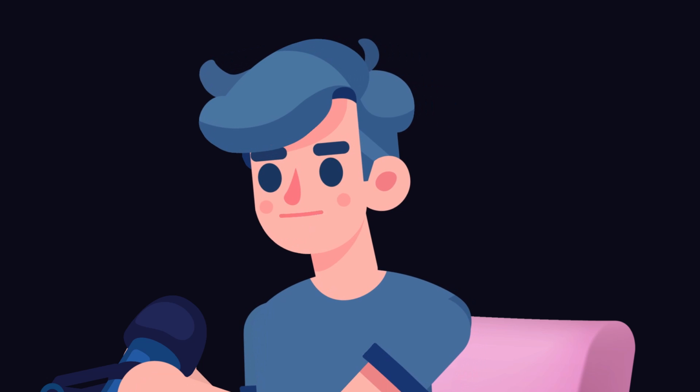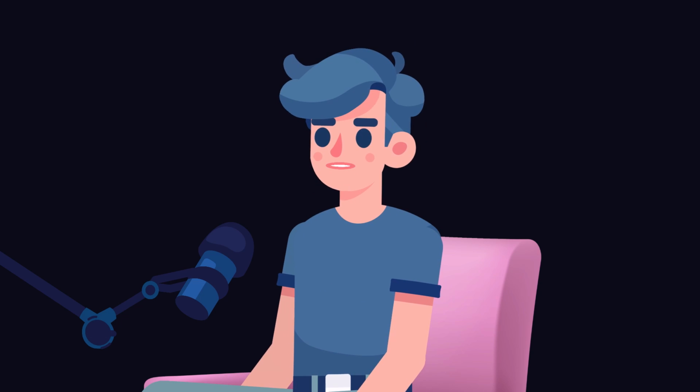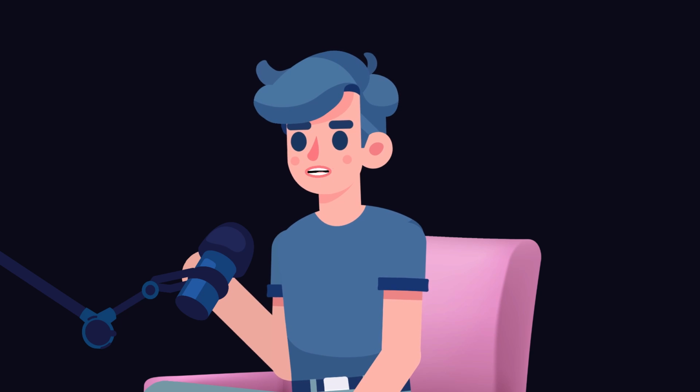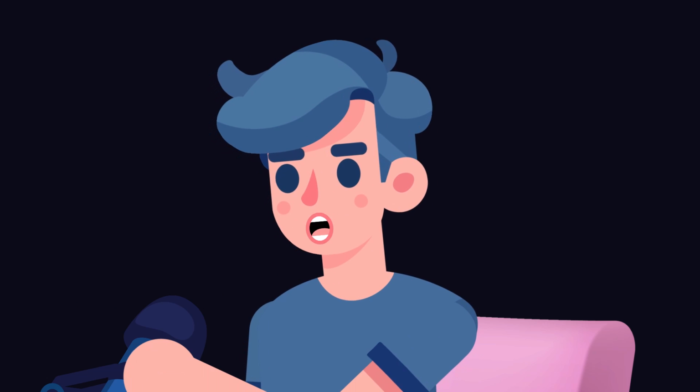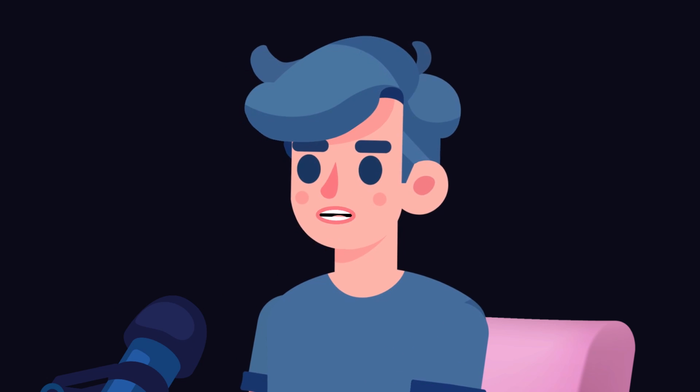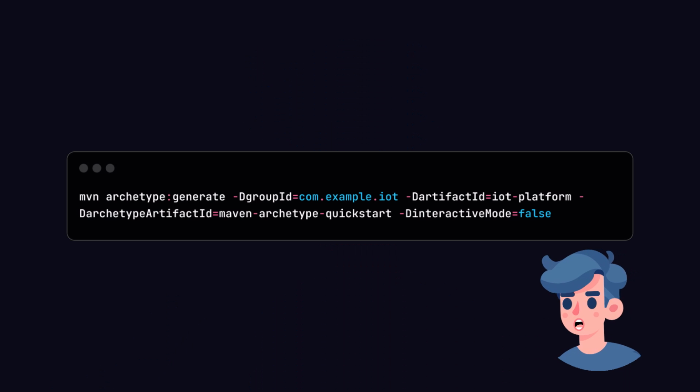First, we'll set up our development environment. Make sure you have Java JDK 11 or higher installed, along with Apache Maven for dependency management. If you haven't done so already, you can download them from the official websites. With the environment ready, let's create a new Maven project.